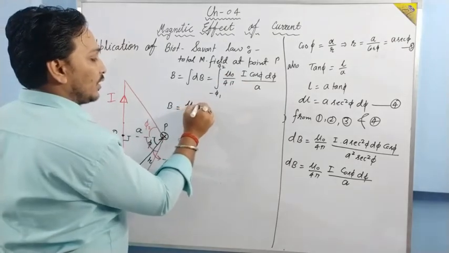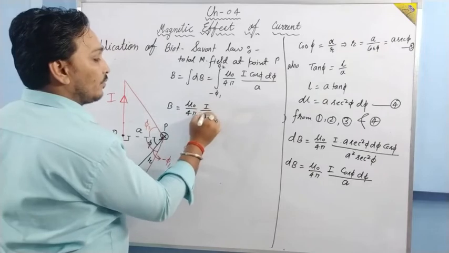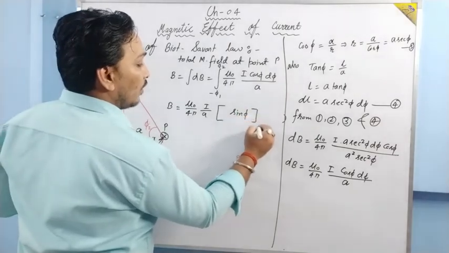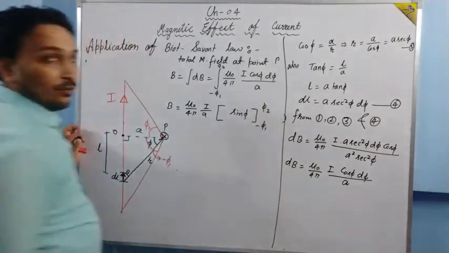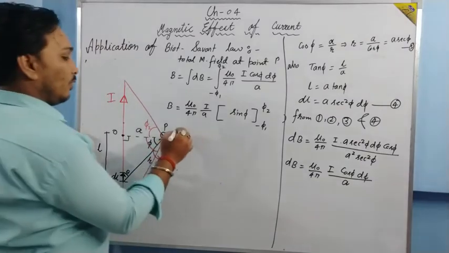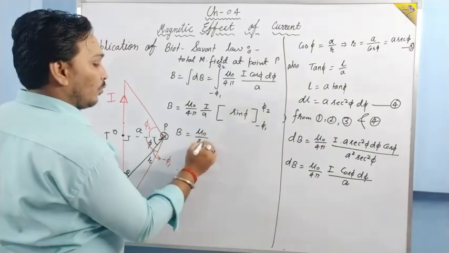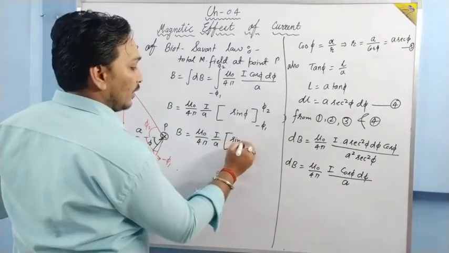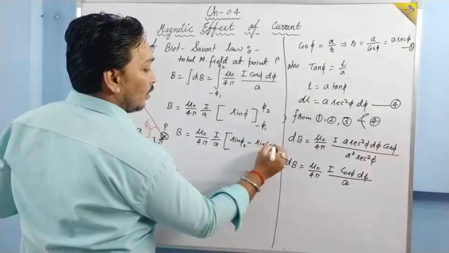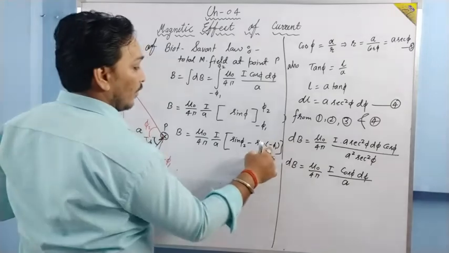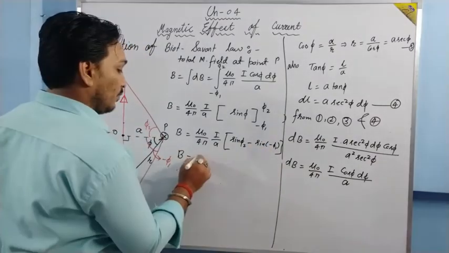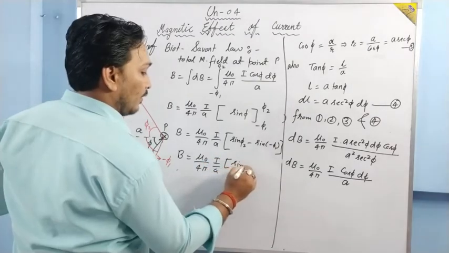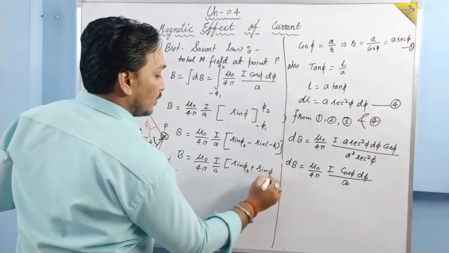All these are constants, they will be out of the integration. When cos phi is integrated, we will get sin phi from minus phi 1 to phi 2. Okay. Now B will be equal to mu naught upon 4 pi I upon A. When we put the limits, it will become sin phi 2 minus sin of minus phi 1. When this minus comes out, it will become B is equal to mu naught upon 4 pi I upon A, sin phi 2 plus sin phi 1.